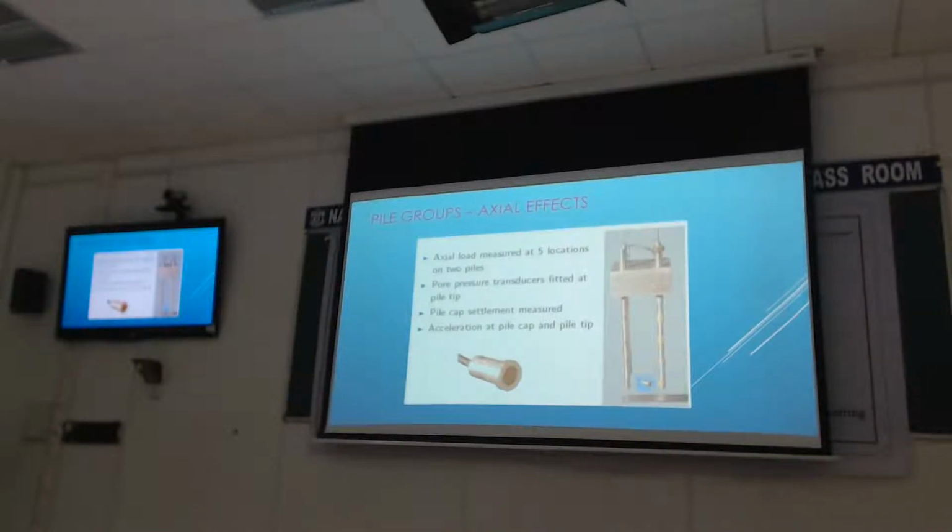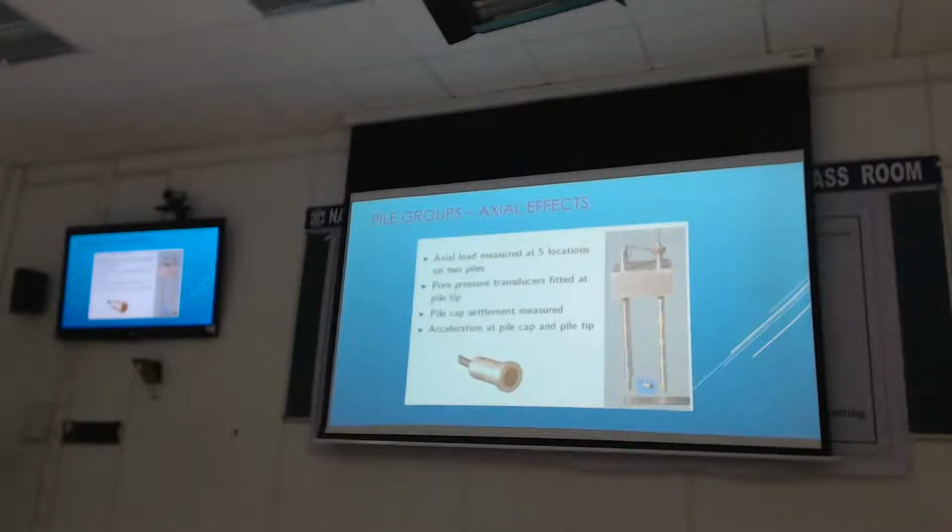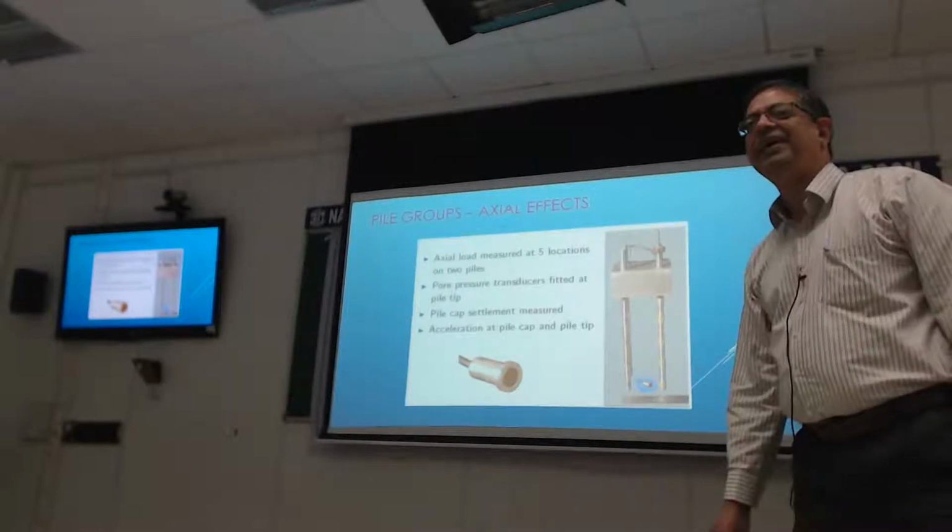So we created this pile group which has 1, 2, 3, 4, 5 locations at which there are full bridge gauges. We gauge two piles. It's a 2 by 2 pile group with front and rear piles gauged. And we also put some load cells to measure the axial load at different locations. And of course, we can measure pile settlement easily, accelerations easily. One other thing we did was to put a pore pressure transducer inside the pile to measure the pore pressure at the tip of the pile. So these are fairly heavily instrumented piles.